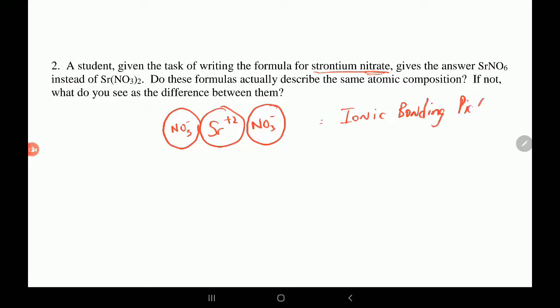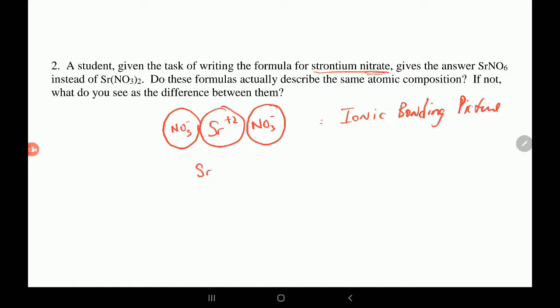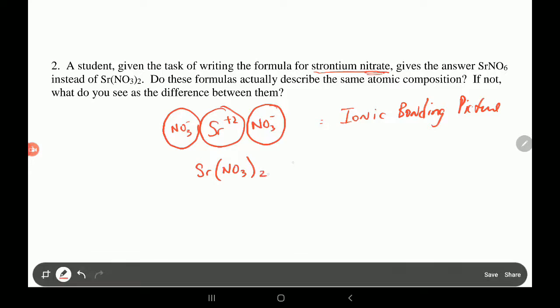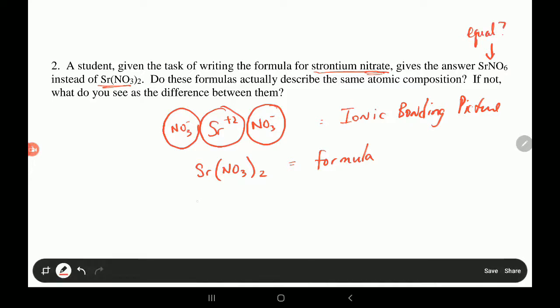Now, we get to think about how do you write that as a formula? If you understood what I said earlier, nitrate is a polyatomic. You can write it in the parentheses and then say how many are there? I see 2. So that's a formula for strontium nitrate. And you can see that's right here. But how about this? Maybe this is equivalent. Is it equal?